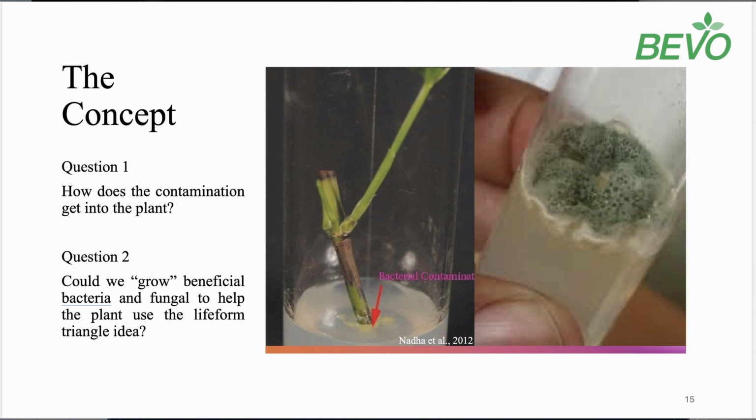Even in a sterile environment, why are we still getting those pests or contamination? In this case, on the left side is the bacteria, on the right side is the fungal contamination. So the first question I asked myself: how does the contamination get into the plant where even the environment is so sterile? Question 2. Now, I asked myself, could we use the life form triangle to grow beneficial bacteria and fungus? In theory, yes. If a pathogen can get in there, why not beneficial ones in this case? So that was the question I asked myself.